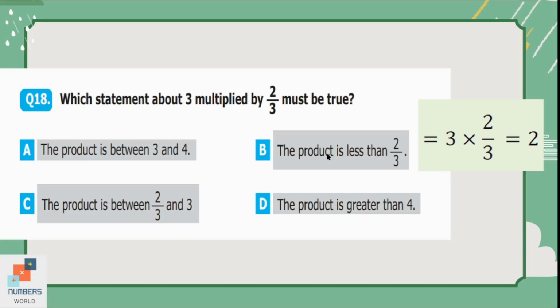Option B is the product is less than 2 by 3. If we convert 2 by 3 into decimals, the answer is 0.67. So 2 is not less than 0.67. So option B is also incorrect. Option C is the product is between 2 by 3 and 3. So that is the correct option because 2 lies between 0.67 and 3. So option C is our correct option here, and option D, the product is greater than 4, is wrong because 2 is smaller than 4.